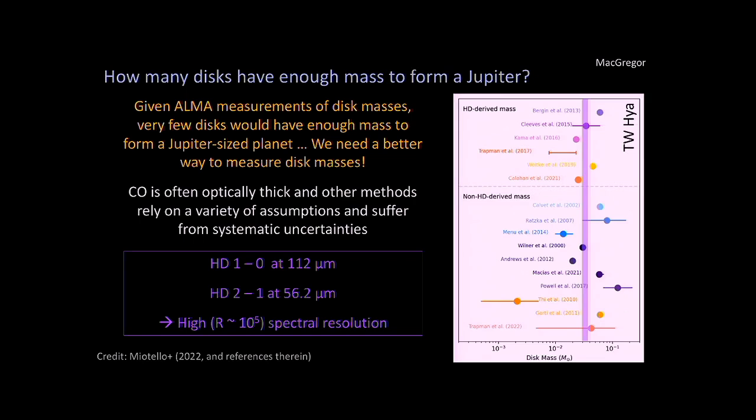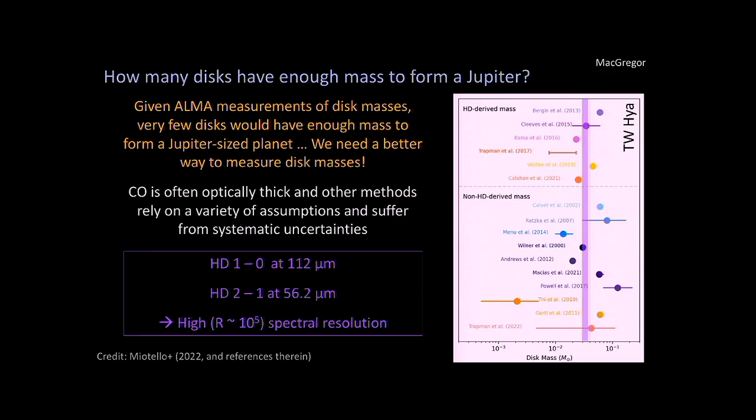What I'm showing on the right here is TW Hydra, which is one of our best studied disks. The bottom is showing all of the masses that have been derived from this disk using various other tracers with ALMA. This is a logarithmic scale that spans several orders of magnitude, right? So this is not great agreement. This disk was one of the few targets that was targeted with Herschel when we had Herschel and measured HD in the disk. And these are the HD observations with Herschel. And they're much tighter, right?